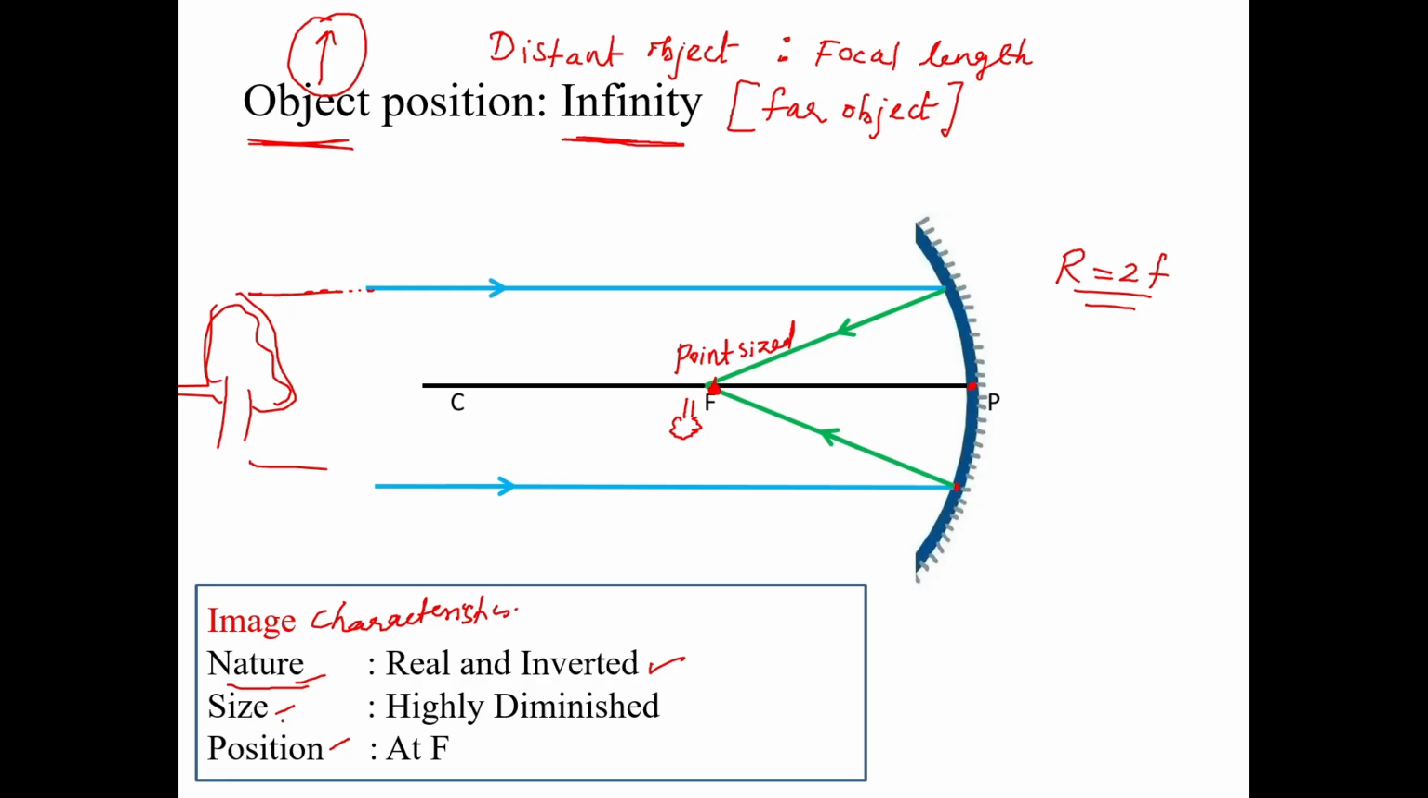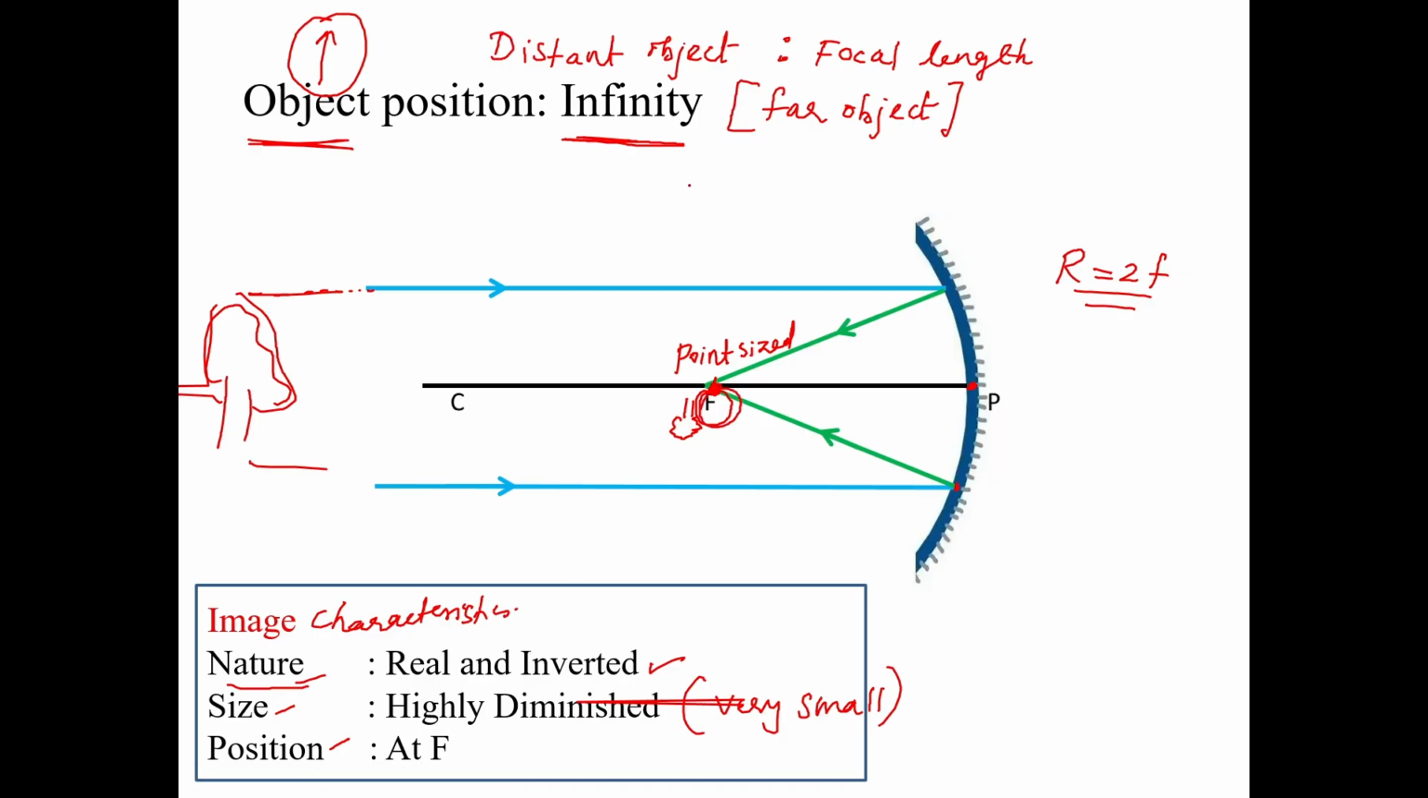Now what about the size of the image? I told you it is point sized, or we can say highly diminished. Diminished means small. Highly diminished means very small. Now what is the position of the image? Where are you getting the image? At F. You are getting the image at focus.